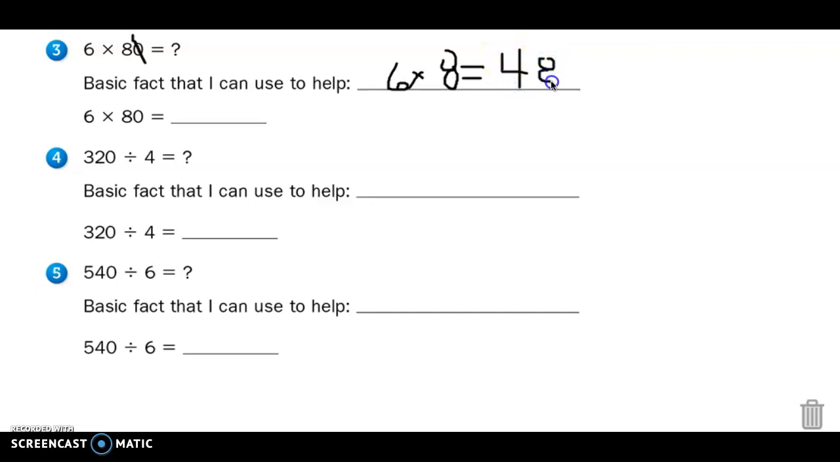Wonderful. That means 6 times 80. Well, 6 times 8 is 48. But now it's like 8 tens.